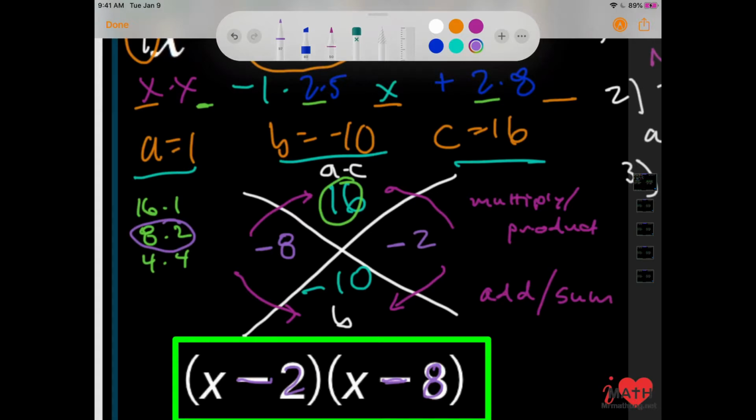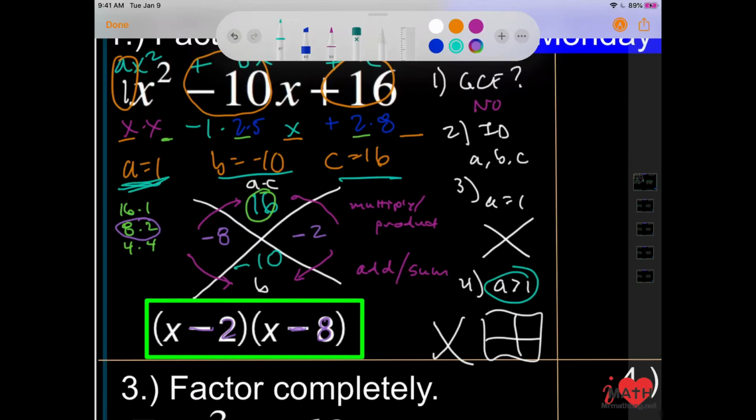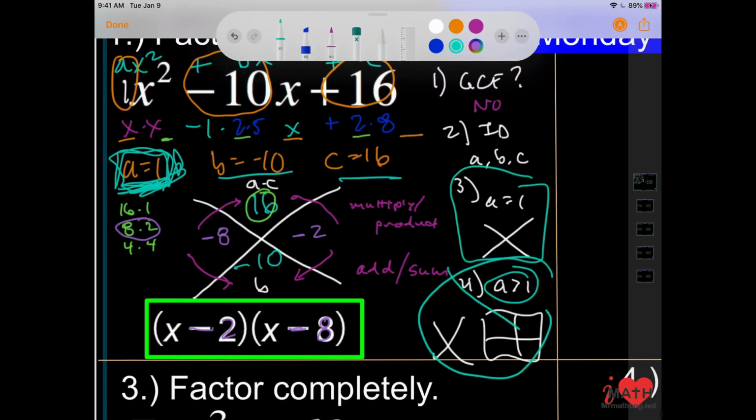And that's our answer. I do want to note that the reason why you're not using the box is because you only do that when A is greater than 1. So again, in our case, A is equal to 1, so we're just doing this part. We're not doing this part.